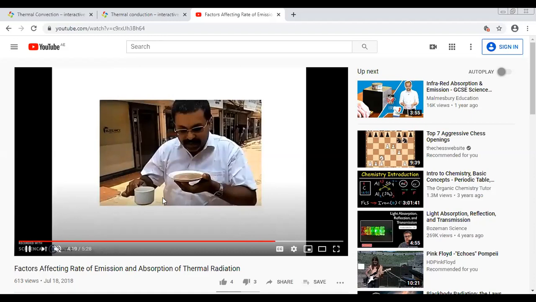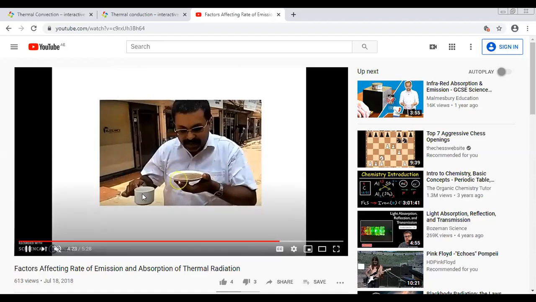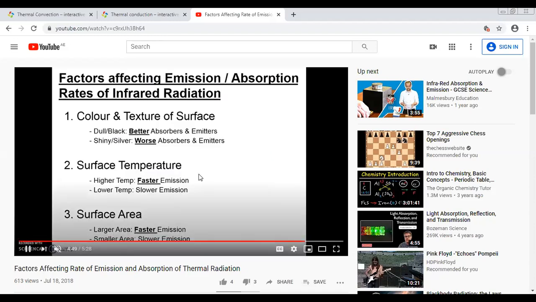See here in this figure, we have two blades. This is the third factor that affects the rate of radiation. We have here a small surface area, and here we have a big surface area, and the rate of radiation will be more for more surface area. So with a bigger surface area, the rate of emitting radiation will be more.